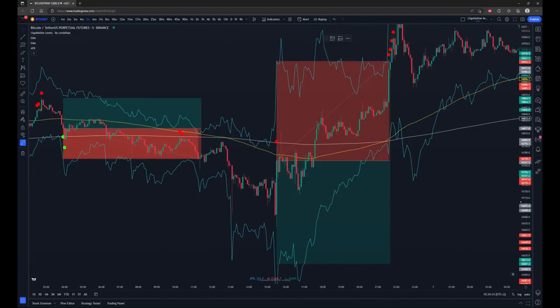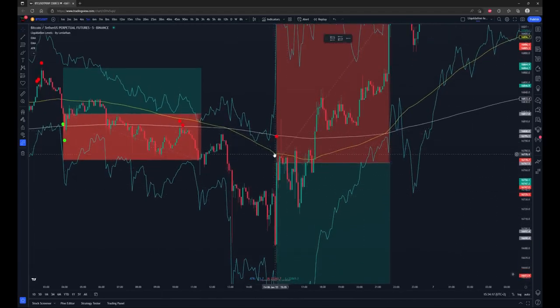This is a short entry where we get a red dot. Price had pulled back into the yellow. Yellow's below white, so we're looking for red dots. Short that, and it's a loss on that one.